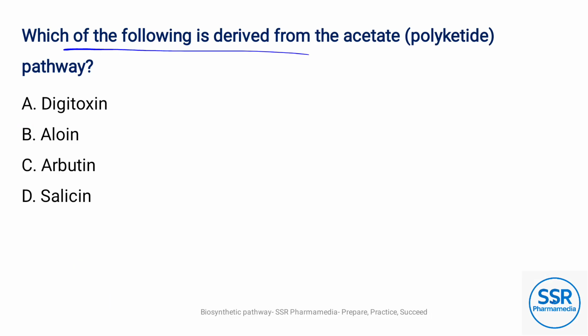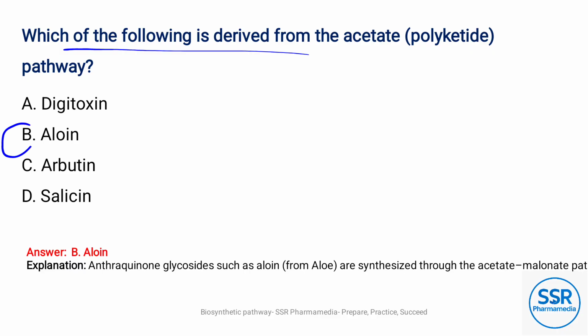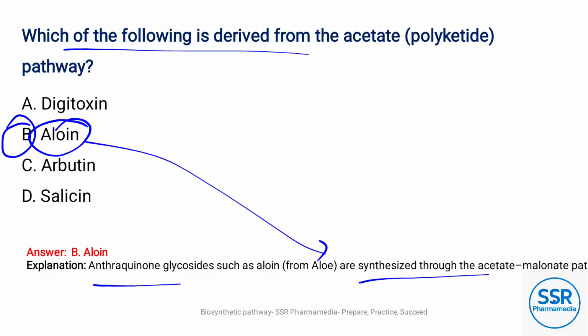Which of the following is derived from the acetate pathway? So the answer is option B, aloin. So aloin is a type of anthraquinone glycoside which is synthesized through the acetate malonate pathway. So very important, it is synthesized from the acetate malonate pathway.